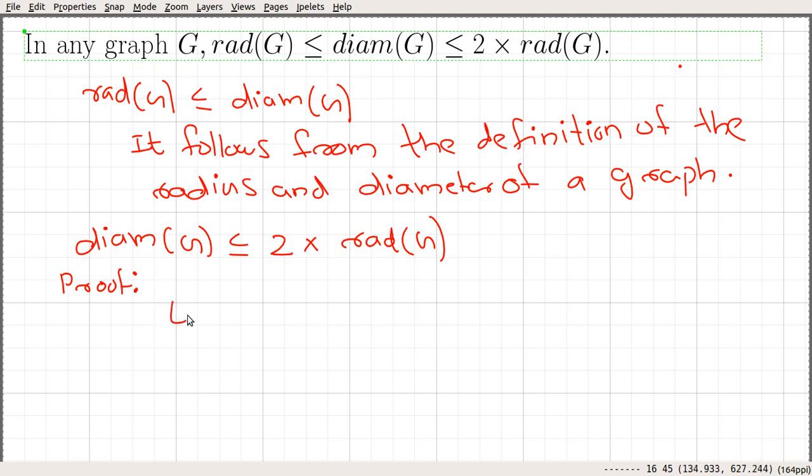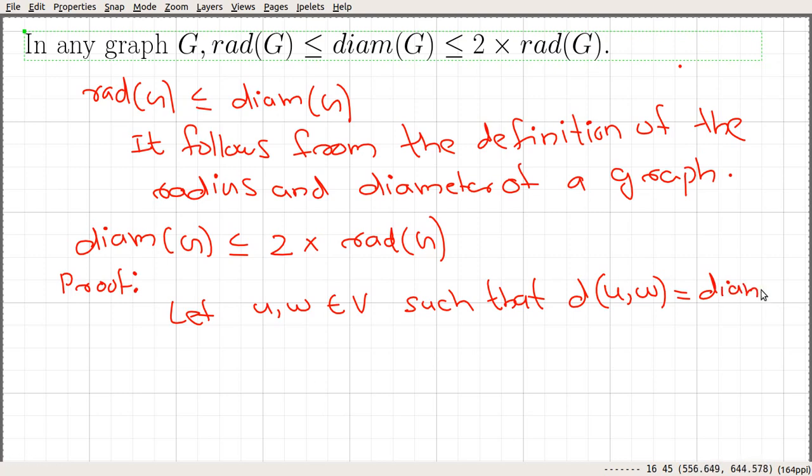So let's consider two vertices, say U and W, in the graph, such that the distance between U and W is nothing but the diameter of the G. Okay, so let's consider these two vertices that are far apart from each other, because we chose these two vertices U and W in such a way that the distance between U and W is equal to the diameter of G.